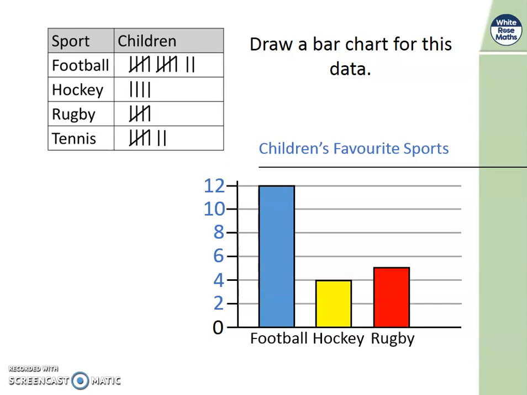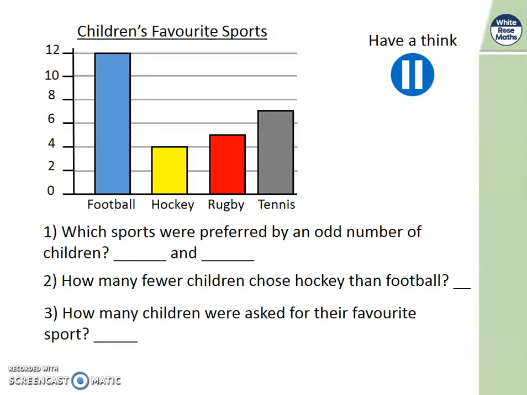Rugby is 5, halfway between 4 and 6. Because we'd say 4, 5, 6. And tennis, 7, halfway between 6 and 8. 6, 7, 8. Well done if you looked like that.